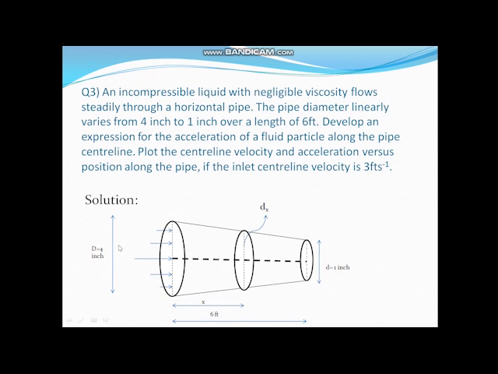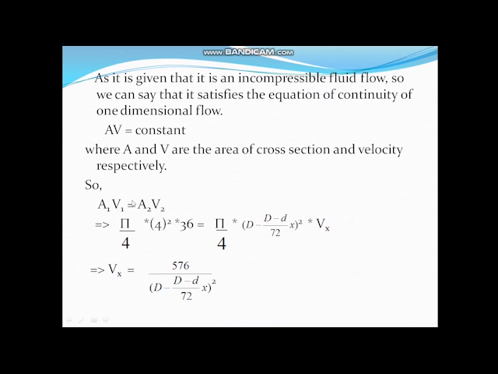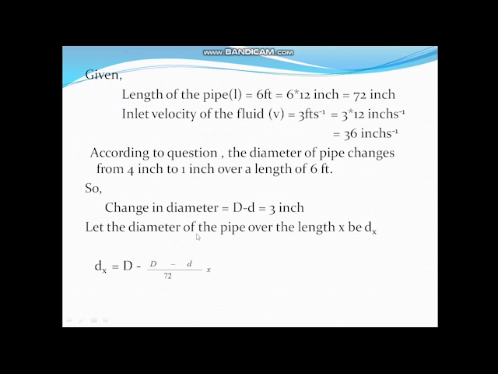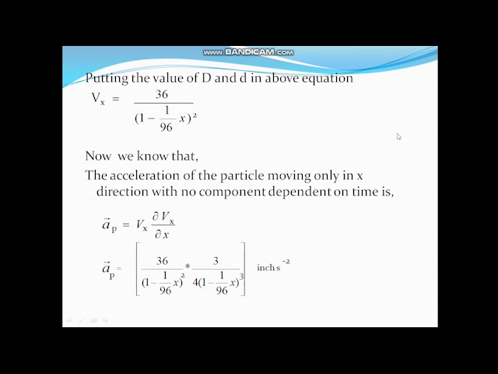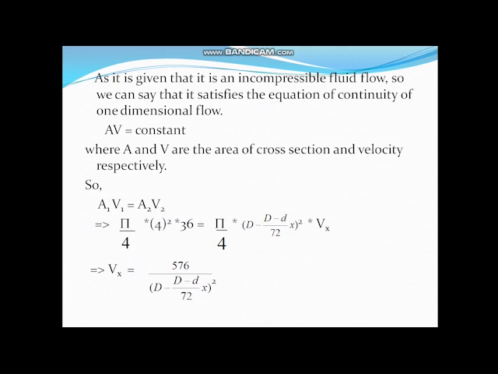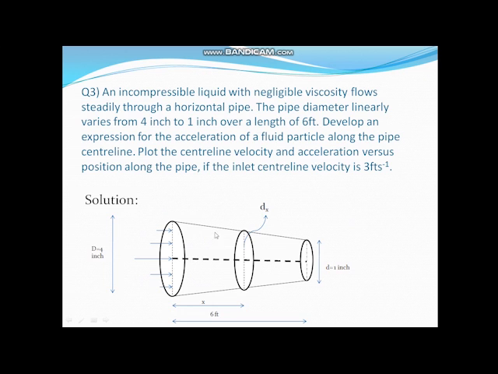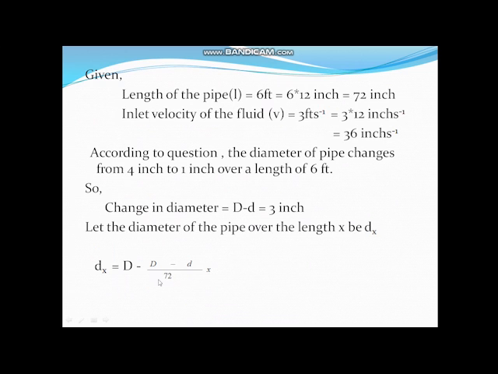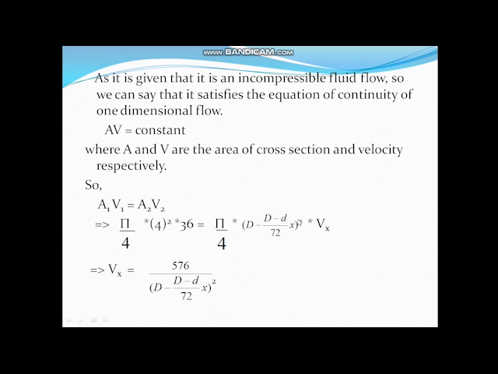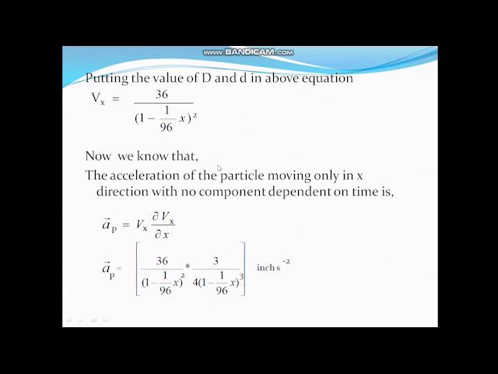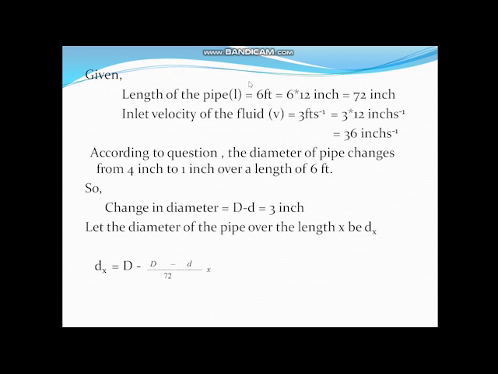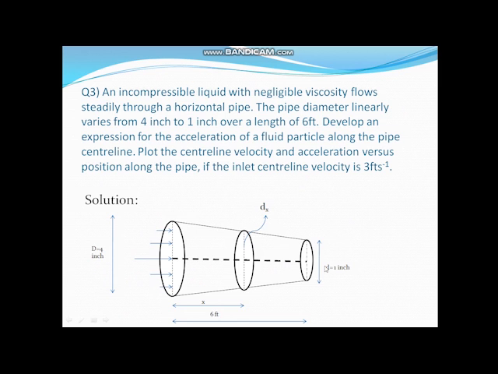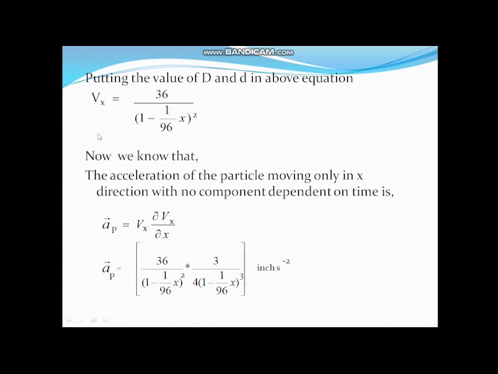This is A1. And V1 is, as you can see, 36 inch per second. That is V1. Then A2 V2 is for this particular section. Here A2 is pi by 4 into dx square, and this is dx. After we put it over here, and this is Vx, we can finally get Vx, and after we put in the values of capital D and small d, which we know, we can finally get an equation of Vx in this way.